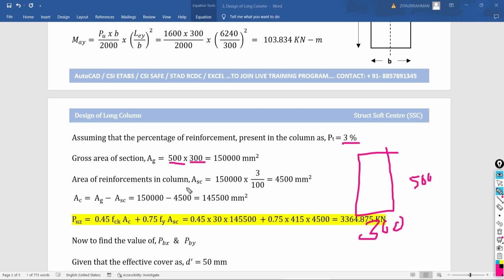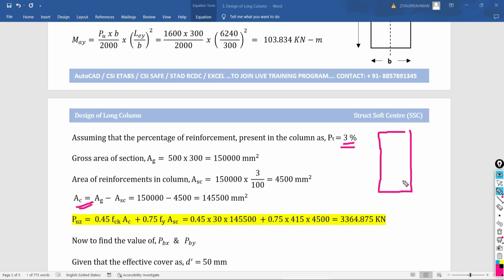Now the area of the reinforcement in the column is 3% of the total area of your column. So 4500 mm square is the area of the reinforcement if you consider 3%. Now the area of the concrete: the column is total concrete in which 3% area of reinforcement is present. So I subtract the area of the reinforcement from the total area of the column. We get 145,500 mm square as the area of the concrete.